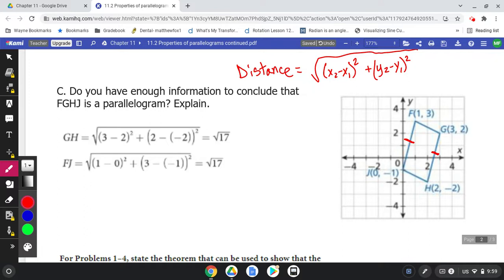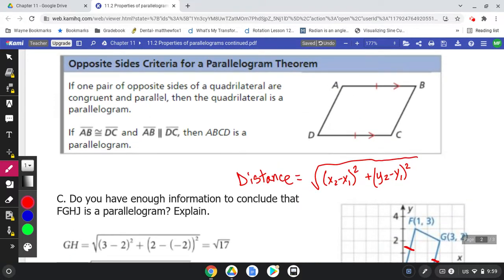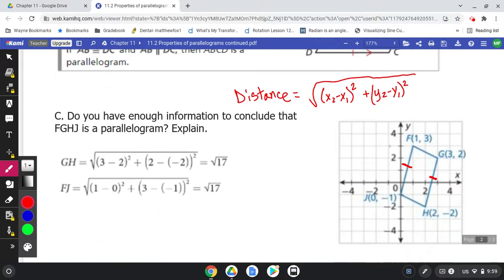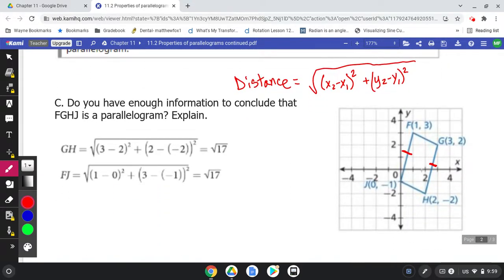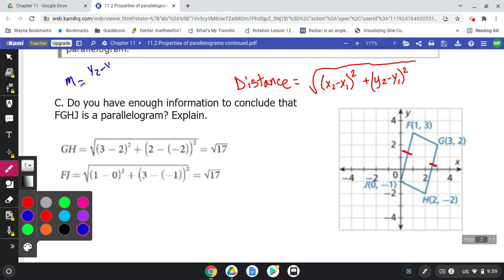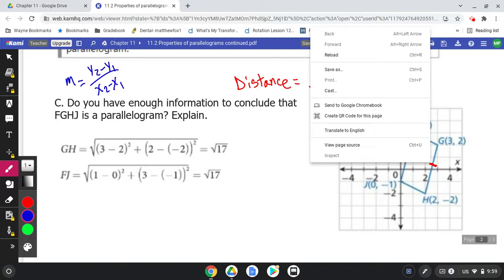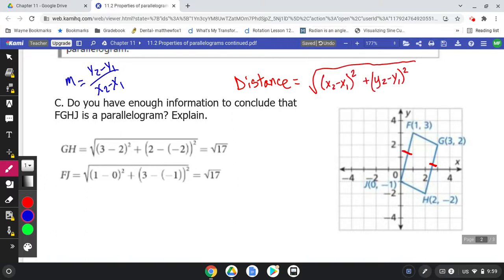But I think a way that'll be quicker instead is, remember this last rule, the opposite sides criteria for a parallelogram. If our opposite sides are congruent, which we already know they are, and they are also parallel, then it's a parallelogram. Now, if GH and FJ are parallel, that would mean they have the same slope. So all we have to do is figure out the slope of each of them. Now, that can be very easy. You could use a couple different ways. Right here I'm writing the formula, y2 minus y1 over x2 minus x1. That's one way. However, I think there's an easier way. We can use rise over run.